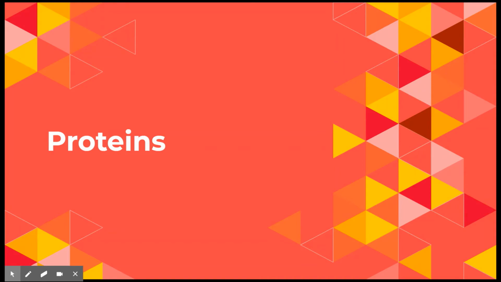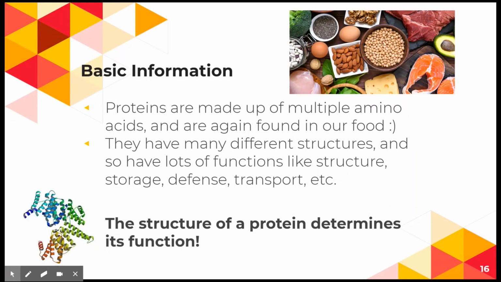Now, we're going to move on to proteins. So some basic information about proteins is that they are made up of multiple amino acids and are again found in our food. Proteins have many different structures, and so they have lots of different functions like structure, storage, defense, transport, and more. What you need to remember here is that the structure of a protein is what determines its function.